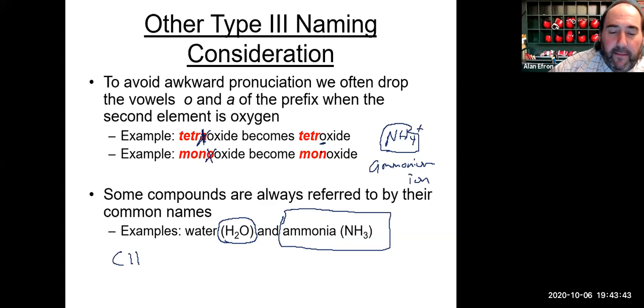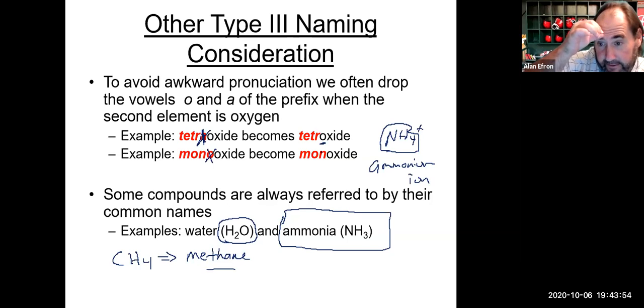CH4 is another very common one that you sometimes come across. That is methane. That is your simplest organic molecule you could have. It's the stuff that comes out when you light a Bunsen burner, the gas and all that good stuff. So those are some common names that we should always go by. Water, ammonia, methane should definitely go by those common names.